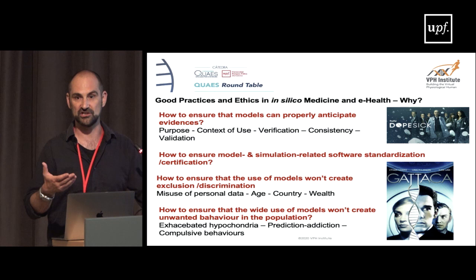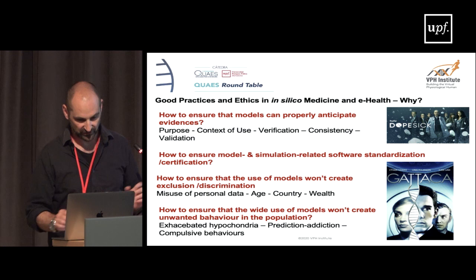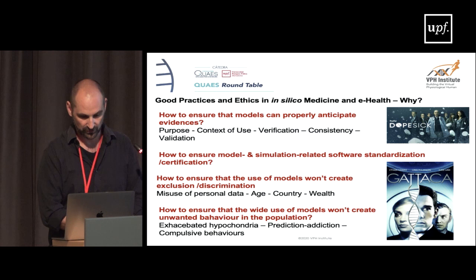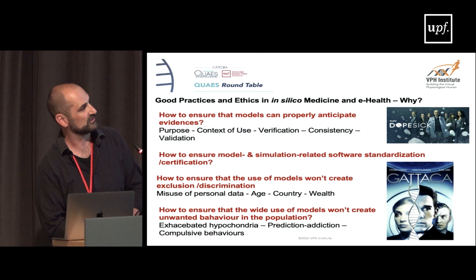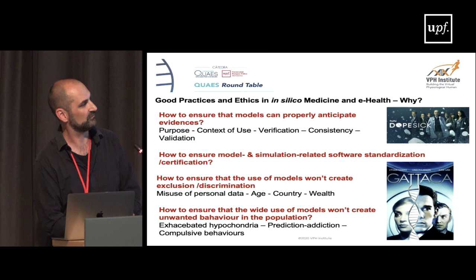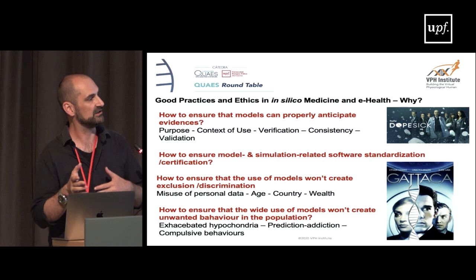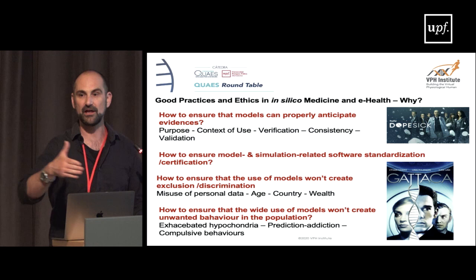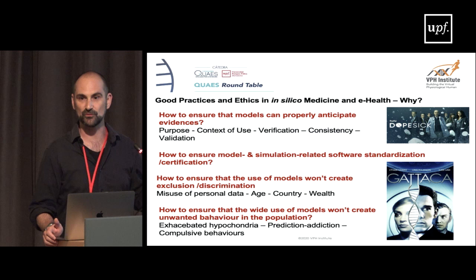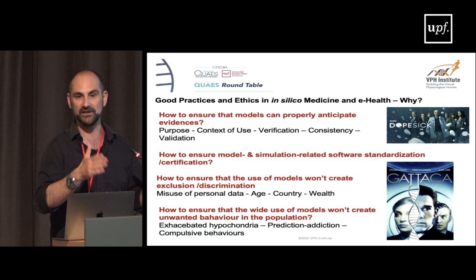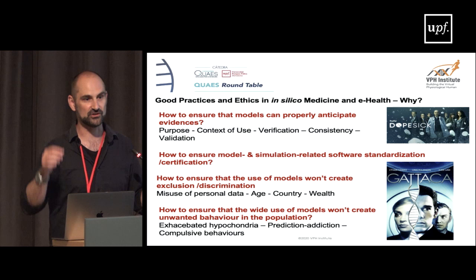Then how to ensure that the use of models won't create exclusion, discrimination. So I have put an example. This is another movie. I love science fiction, and this is Welcome to Gattaca. It's not a new movie, I think it's from the 90s. Here they basically have artificial intelligence algorithms that analyze your DNA, and they classify the population in terms of persons at risk to have certain responsibilities. So they basically then define who will be the alphas and who will be the betas and who will be the deltas of the society. And once you're classified according to one hair or a drop of blood, sorry.